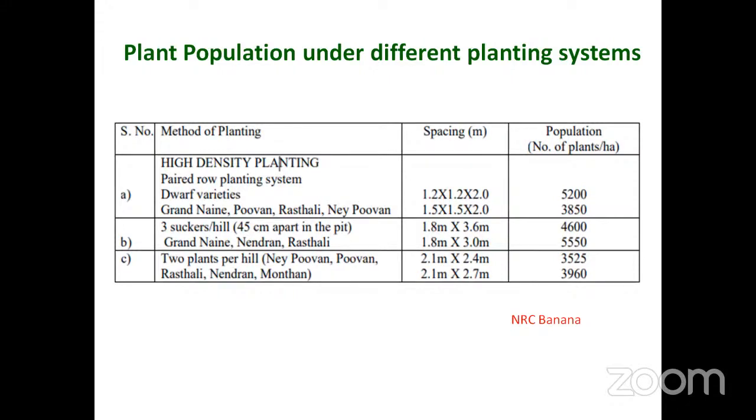Coming to 3 suckers per hill, which are planted at a spacing of 45 centimeters from each pit, a spacing of 1.8 to 3.6 meters is followed, accommodating 4,600 plants per hectare. Whereas when we plant 2 suckers per hill in Poovan or Rasthali and Andhra bananas, which is the recommendation given by NRC Banana, a spacing of 2.1 and 2.4 meters or 2.1 into 2.7 meters is followed, accommodating 3,525 to 3,960 plants per hectare.